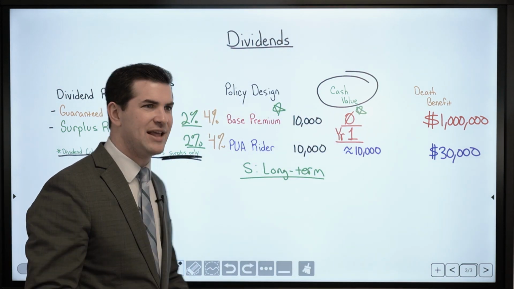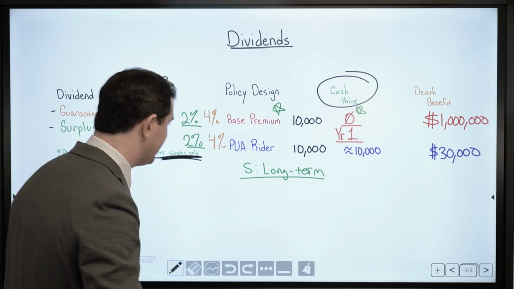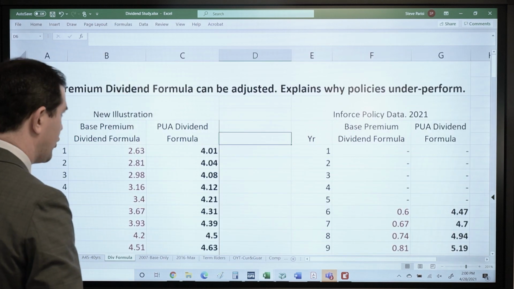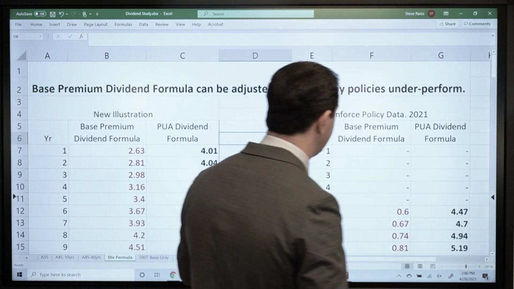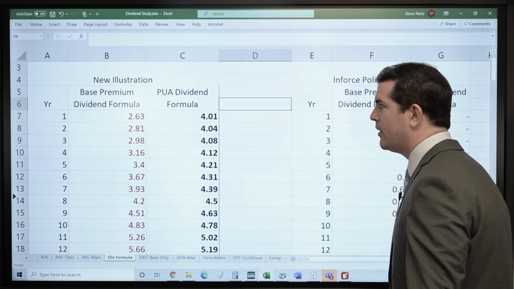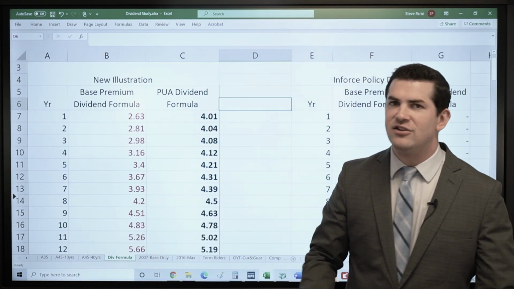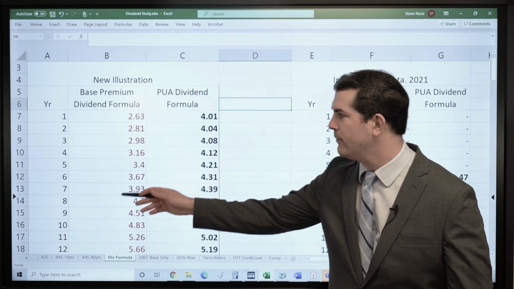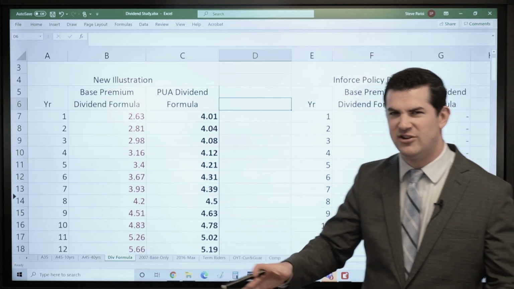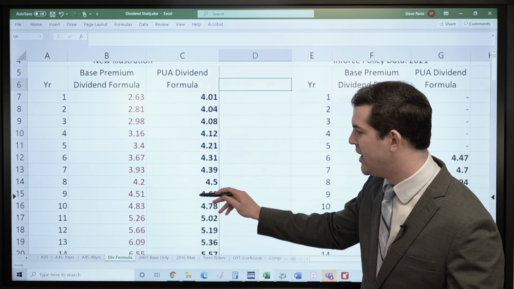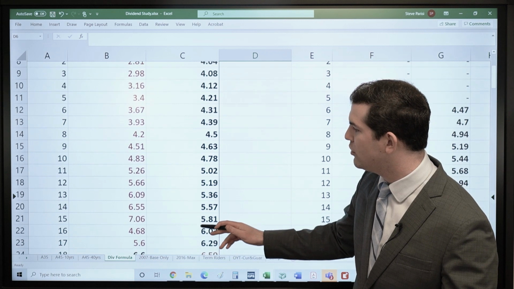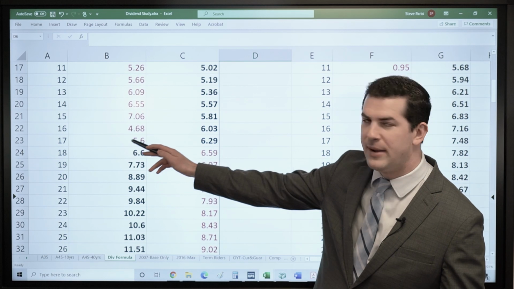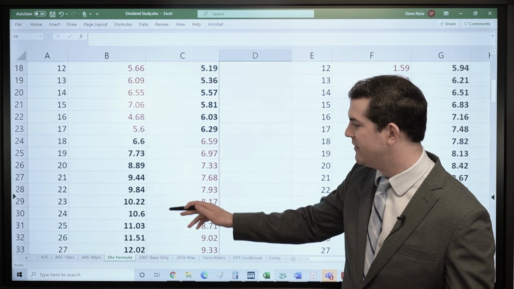Now, what does that mean, Steve, to be specific? Let's take a look here real quick, and we're going to reference this a couple times. So here's one company's dividend formula based on a new illustration to the left. We see initially, as money is going into a policy, what happens? There's my base premium dividend formula. Here's my PUA dividend formula. This is technical, so we're not going to spend too much time really breaking it down. But what do you notice here as time passes? The dividend formula on base premium dollars becomes more attractive.